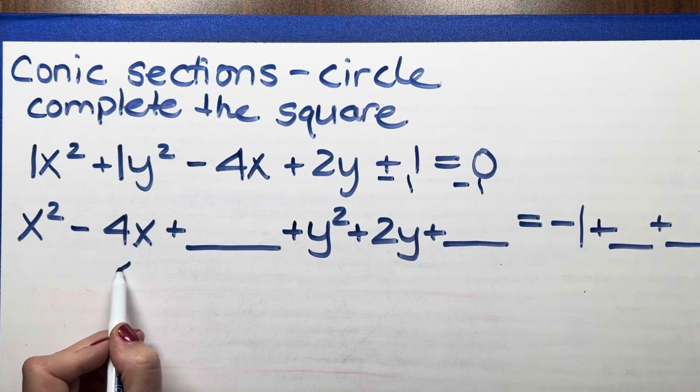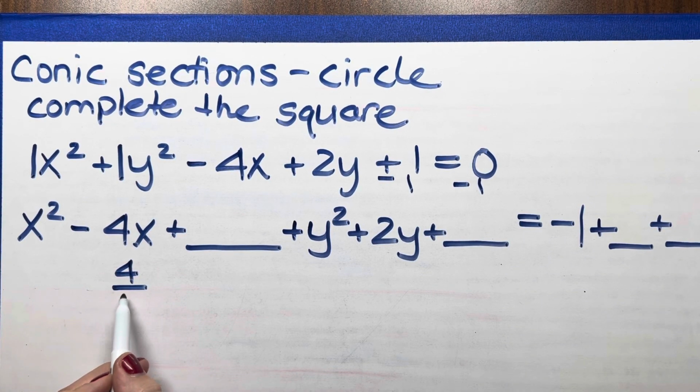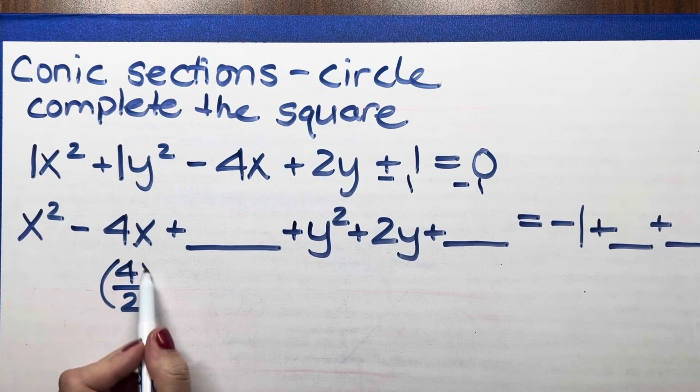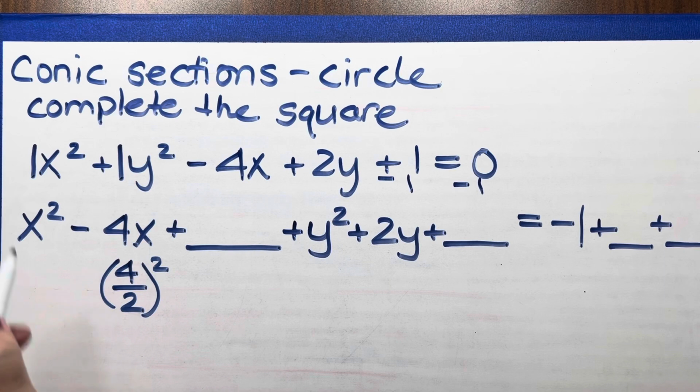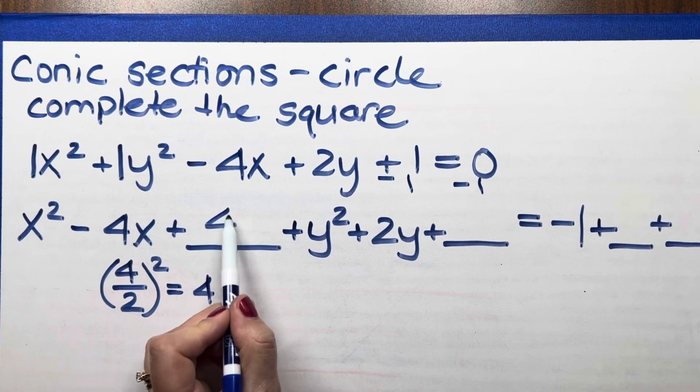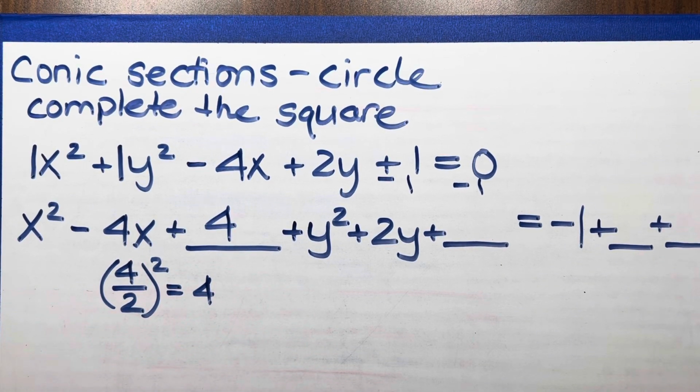Now, to complete the square, I'm going to take my x term, and I'm going to take the coefficient, which is 4. I'm going to take half of 4, so 4 divided by 2, and then I'm going to square that number. That's the completing the square. So 4 divided by 2 is 2, and 2 squared is 4. So the value that completes the square here is 4.